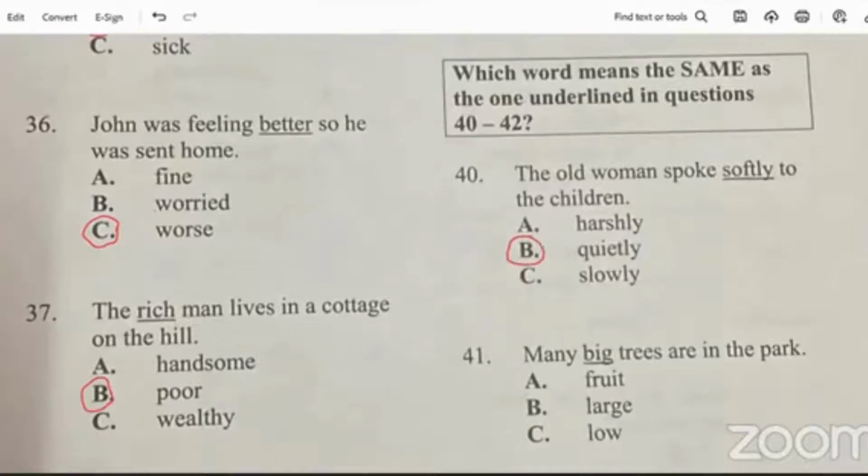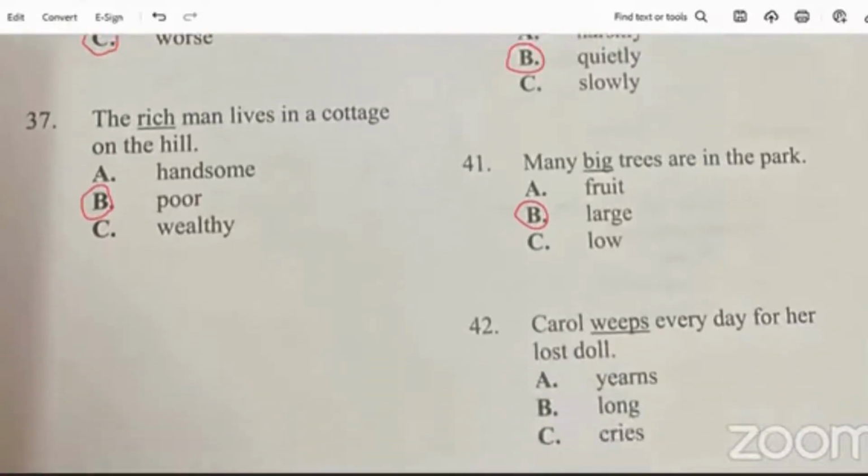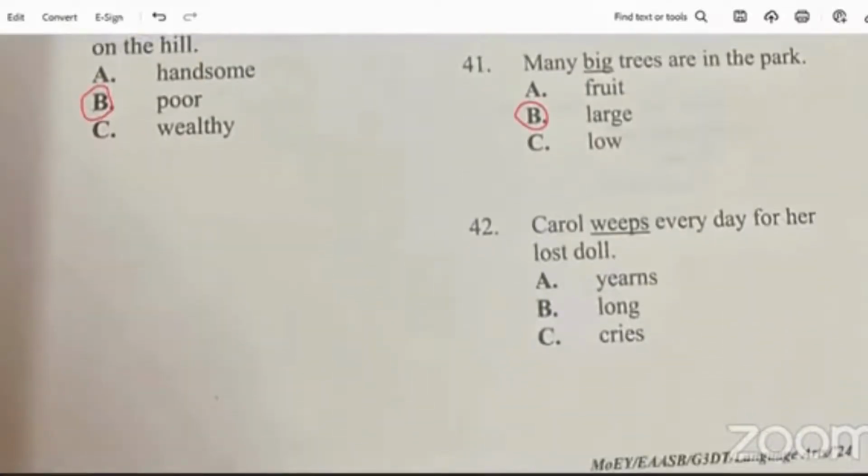And then question 41, many big trees are in the park. What word means the same as big? Is it fruit, large, or low? The answer is large. Another word which means the same as big would be large. And then question 42, Carol weeps every day for her lost doll. What means the same as weeps? Is it yearns, long, or cries? The answer is cries. Weeping, same as crying.